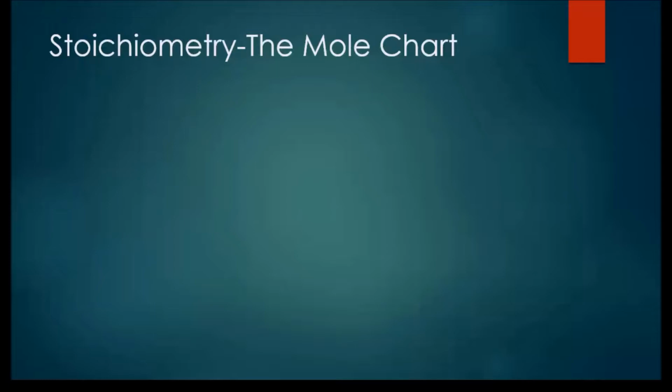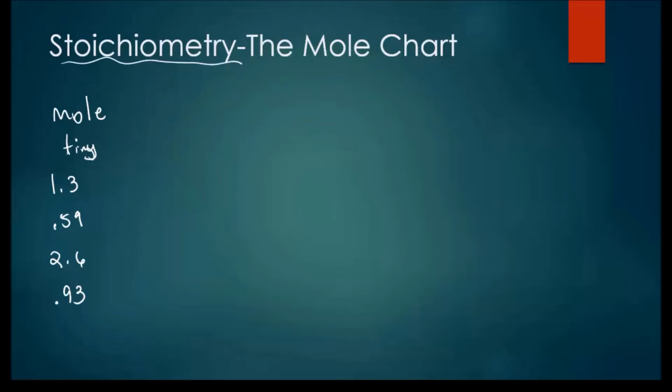First thing you need to understand is that mole amounts are tiny little numbers. We're talking 1.3, 0.59, 2.6, 0.93. Yes, sir. What is that word? Stoichiometry. The measuring of stuff. What language is that in? Greek. All right.